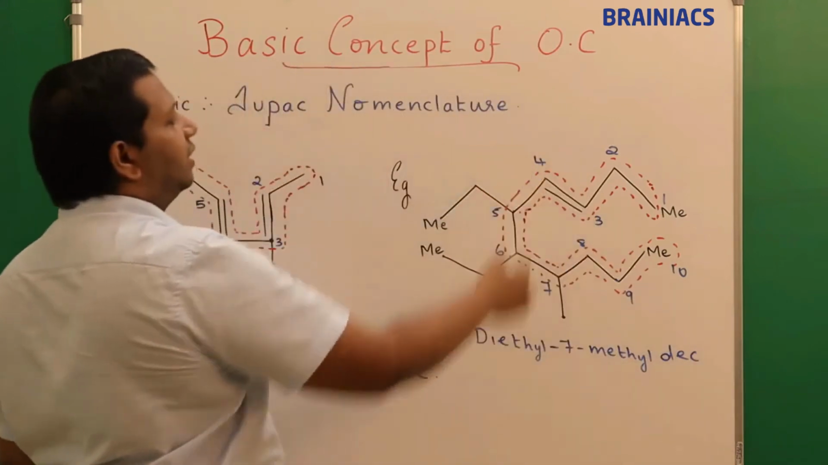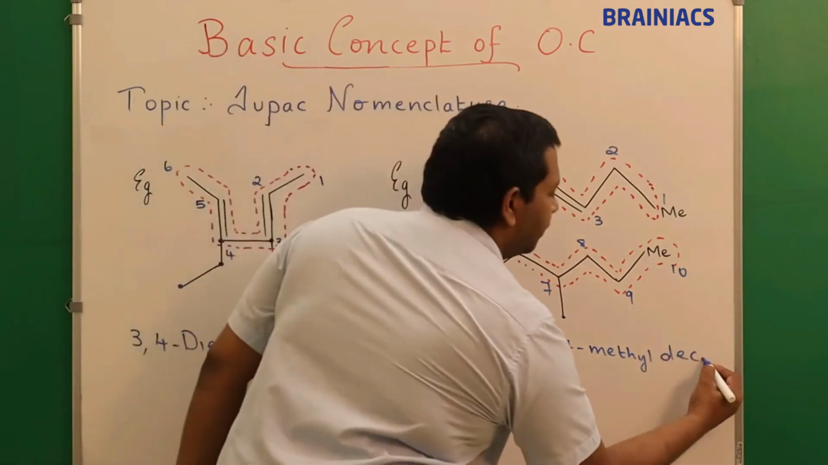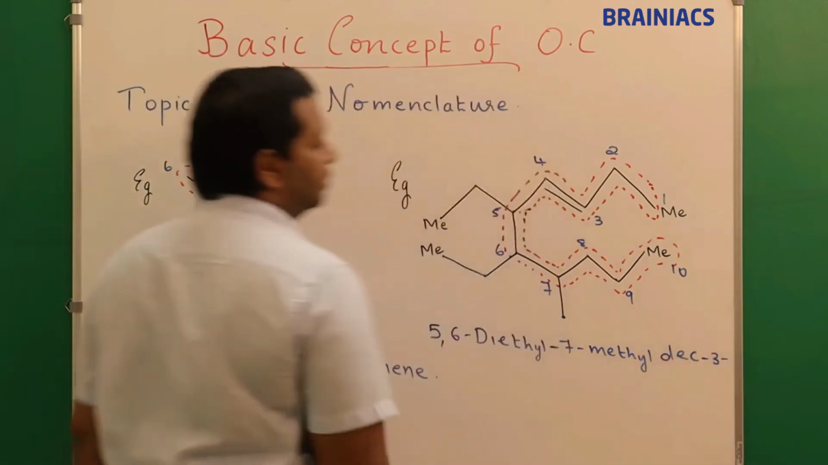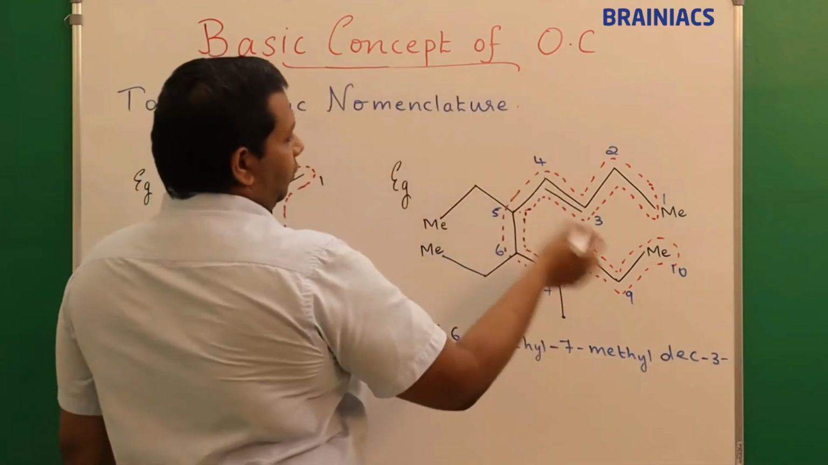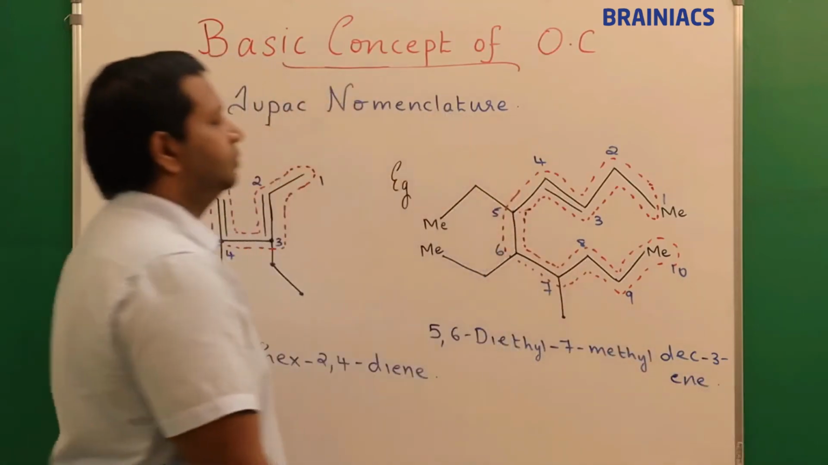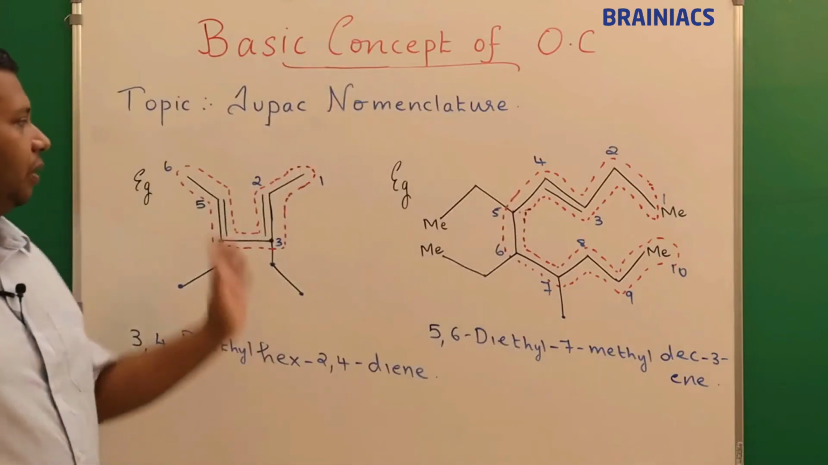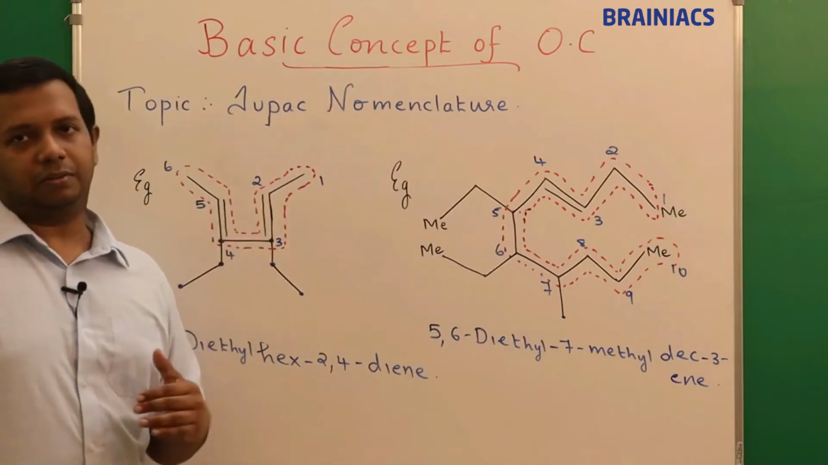Now how these are linked: there is a double bond at position number 3, so I can write dec hyphen 3 hyphen, and for the functional group it should be hyphen ene. So this should be the name of the compound. I hope you understood. If you have any doubt, get back to us.